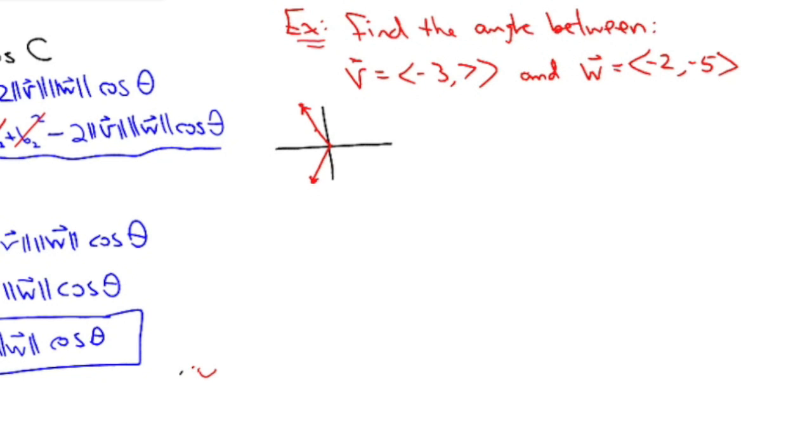And what we're looking for is the angle between these two vectors. Do you think it's less than 90 degrees or bigger than 90 degrees? Bigger. It's bigger, and definitely less than 180. It's always going to be less than 180.